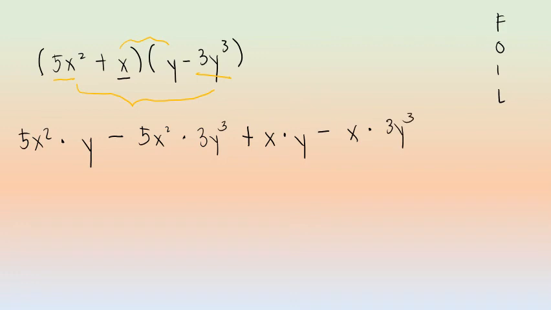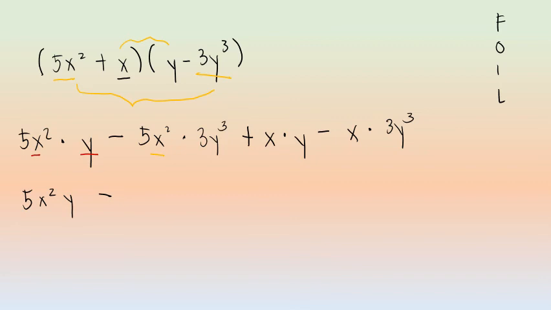Okay, let's simplify. So we have here 5x squared times y. We have different bases, so obviously we cannot combine them because their bases are different. The base here is x, and the base here is y. So when that happens, we just have to copy. So this is 5x squared y minus 5x squared times 3y squared. Again, their bases are different.